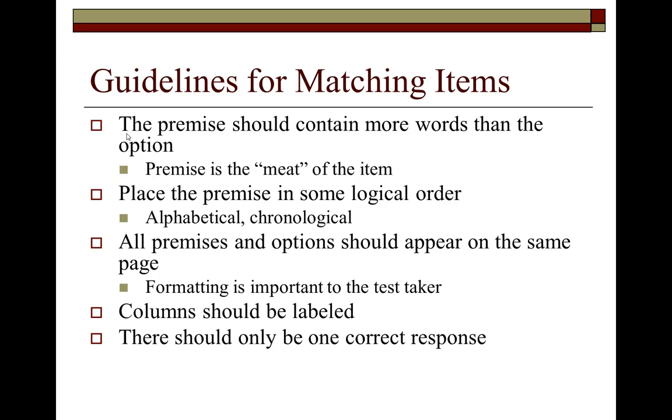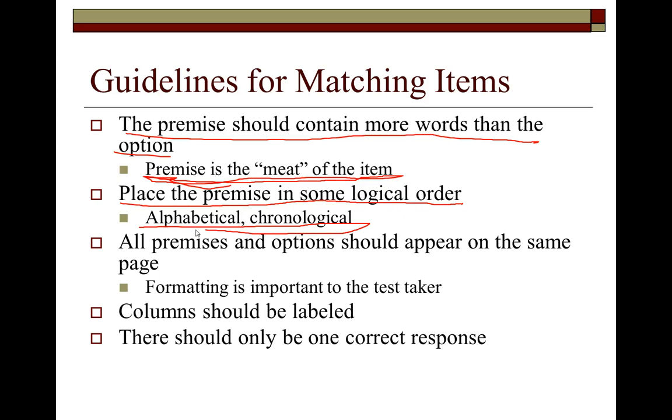Your premise ought to contain more words than the option. Your premise, as your book calls it, is the meat of the item. And what you can do is to place the premise in some kind of logical order, whether it's alphabetical or chronological.